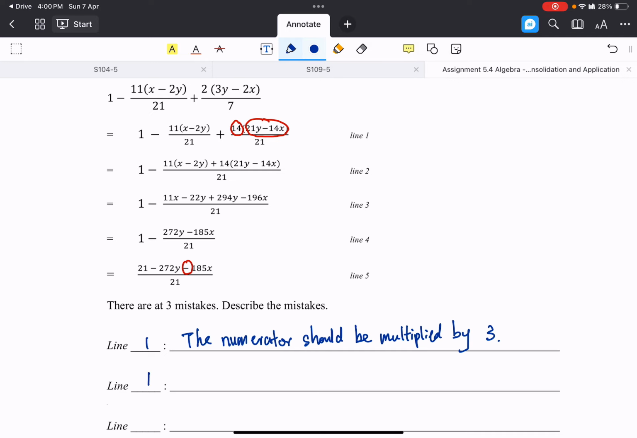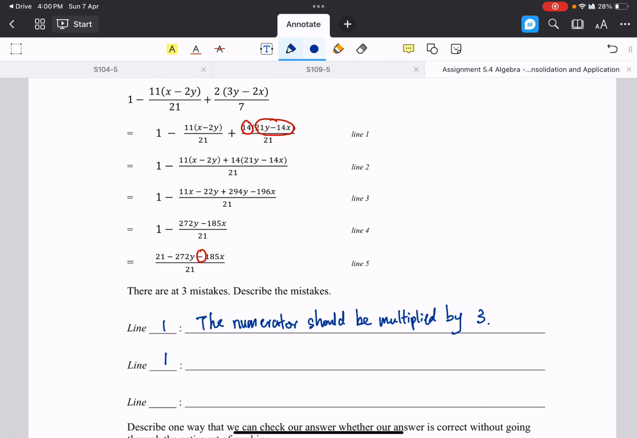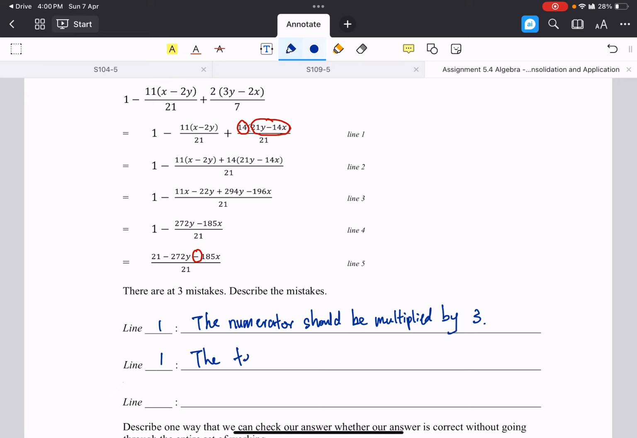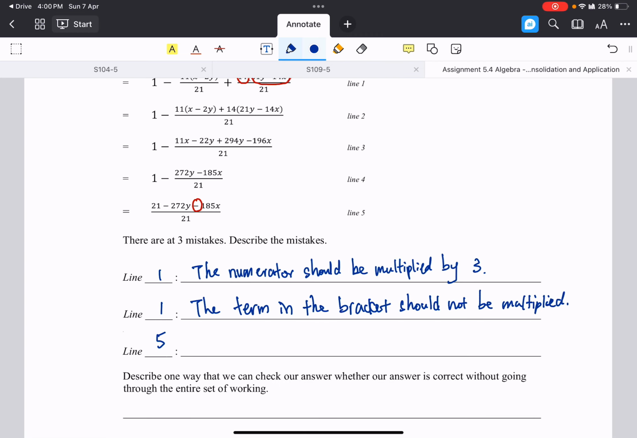Then in line 1 again, the terms in the bracket should not be multiplied. And finally, in line 5, when we minus a negative, it should be positive. There we go.